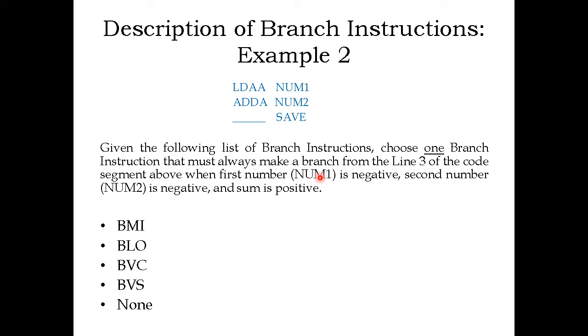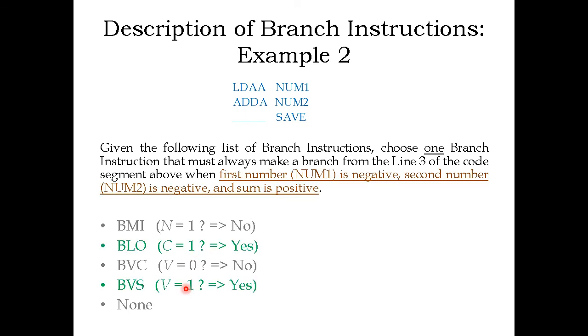Now from here you can select one of the branches. As you can see from the list, BMI will not make. BLO will definitely make, because C is 1. BVC will not make, BVS will make. So we have 2 correct choices. All you have to do in your quiz is select one out of these 2. You will get 100% as long as you select one of the correct choices.